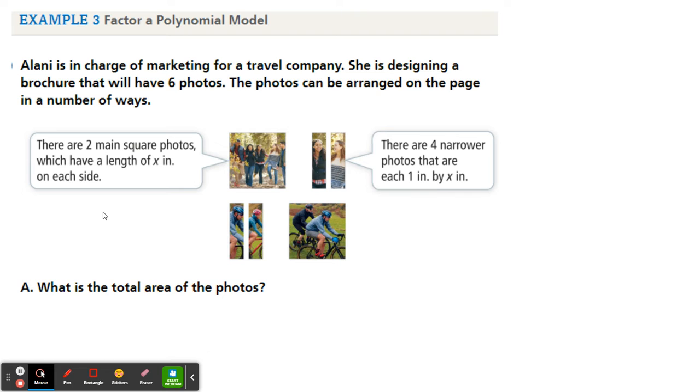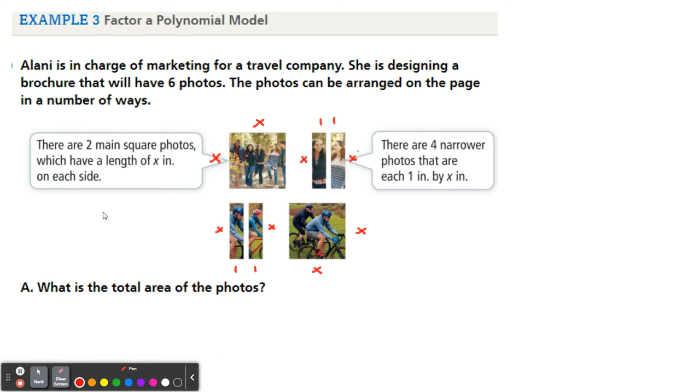So here are those 6 photos. There are 2 main square photos, which have a length of x inches on each side, and then there are 4 narrower photos, rectangles, that are 1 inch by x inch. What is the total area of these photos? So let's take a look here. Let's label this square x by x, and this square x by x. And then the 1 for these rectangles is going to be the short side, and each of them has an x on the vertical side. And same thing here, 1 and x and x.